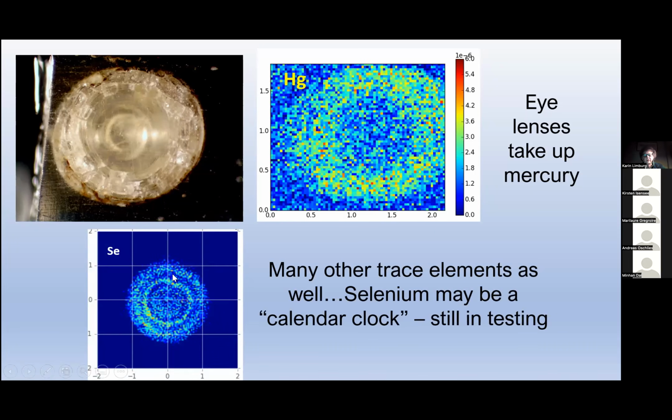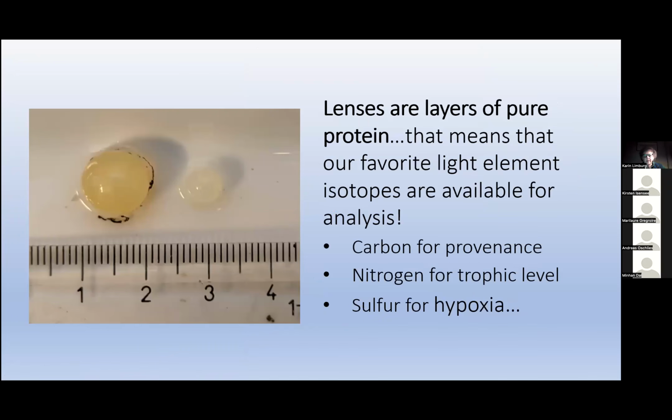So we can see that there's some seasonal banding, for example, in many of the fish eyes that we see. But also remember that these are layers of pure protein, so we can look at stable isotopes too, light stable isotopes. Carbon is often used for provenance. Nitrogen isotopes are used for trophic level, and sulfur can tell us about hypoxia.